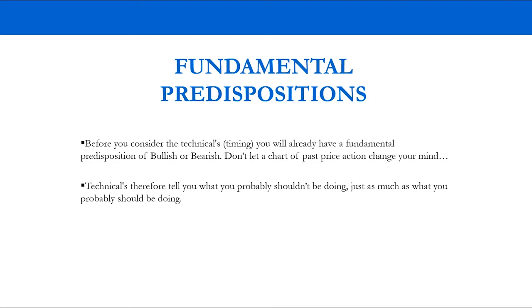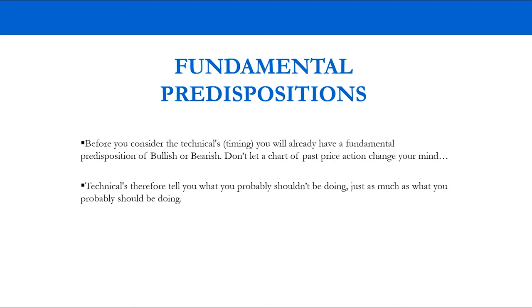We've realized why now, because if you lose money because you've gone the other way to your fundamental predisposition, because you've pulled up a chart and you've seen short term that it looks like it's going in the opposite direction to your fundamental predisposition, and you lose money, it's the stupidest thing you will ever do as a trader. Technicals can also be used to tell you what you probably shouldn't be doing, just as much as what you probably should be doing.